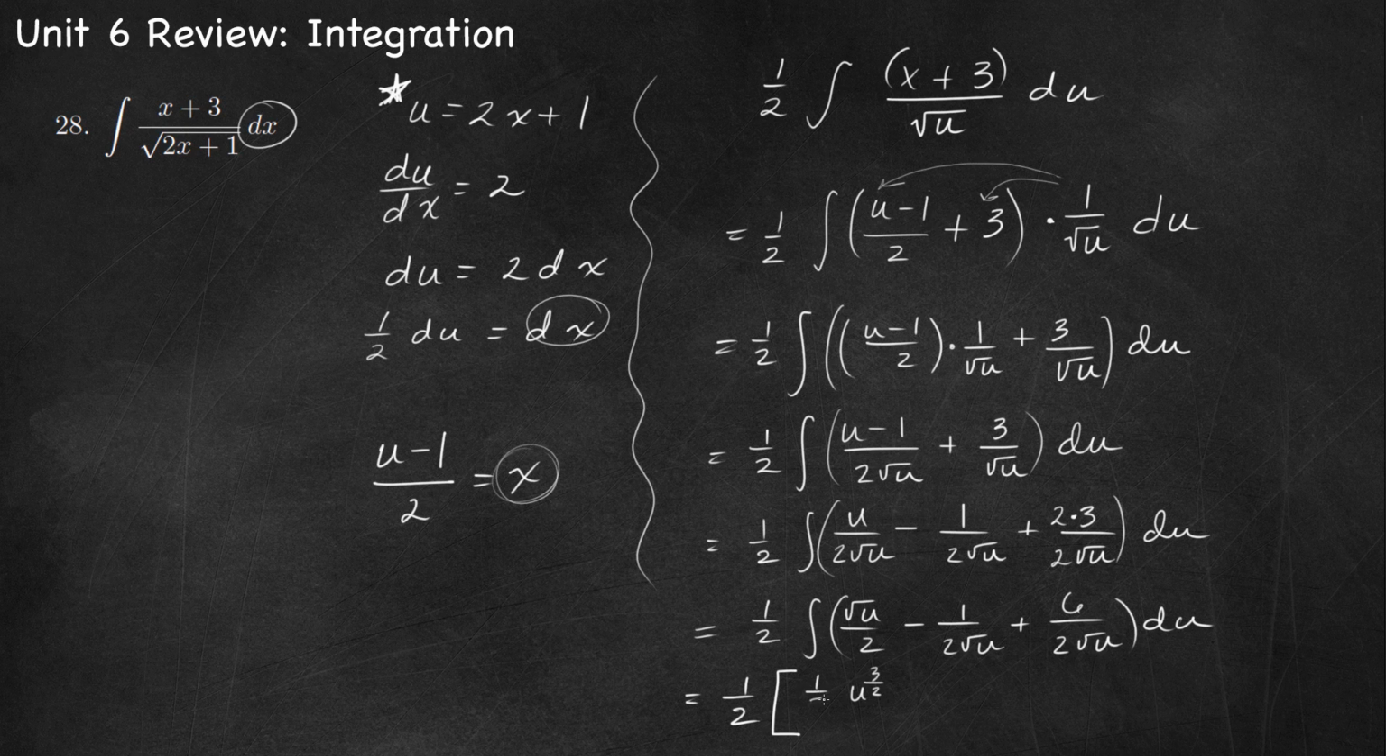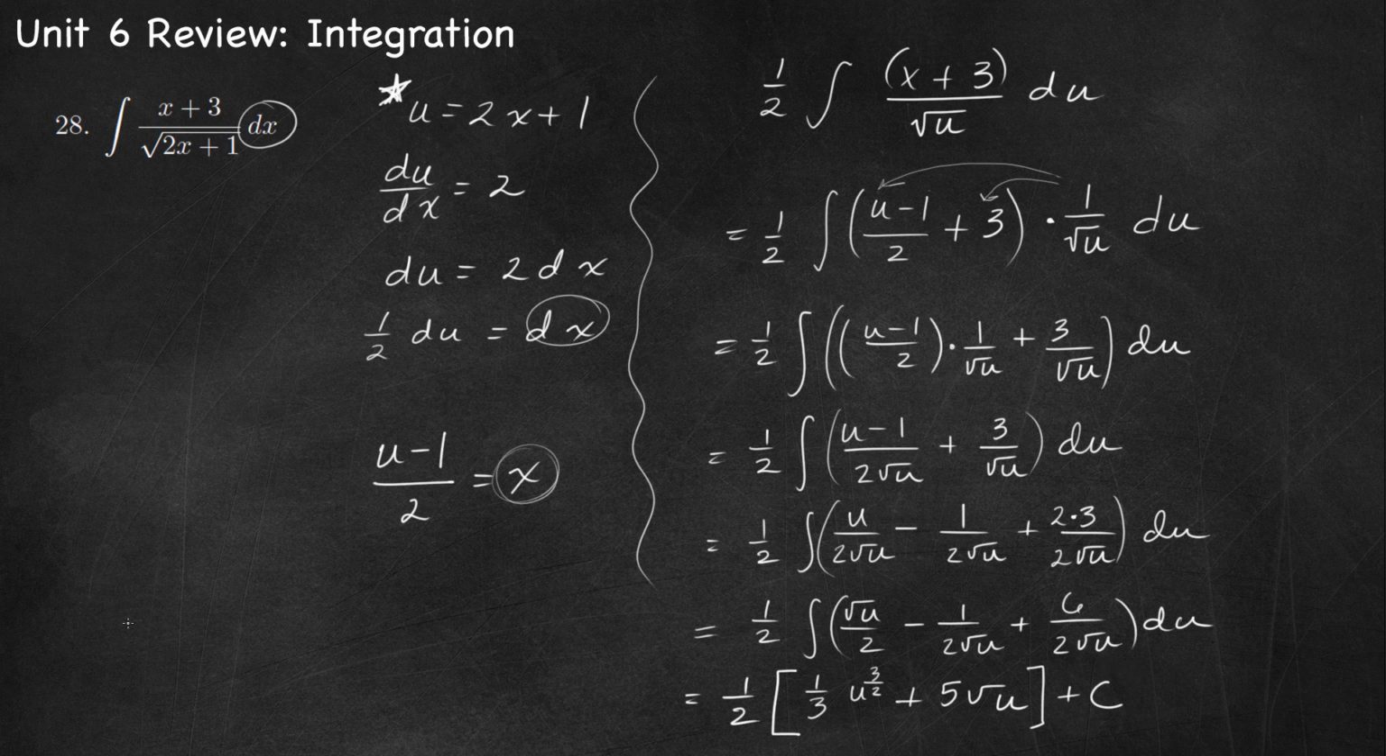Okay. So 1/3 u to the 3/2 minus the square root of u plus 6 square root u. And those are like terms. So we can add those together. Negative root u plus 6 root u is just 5 root u. Let's go ahead and do that. 5 root u. Plus c. And then we can distribute our 1/2.